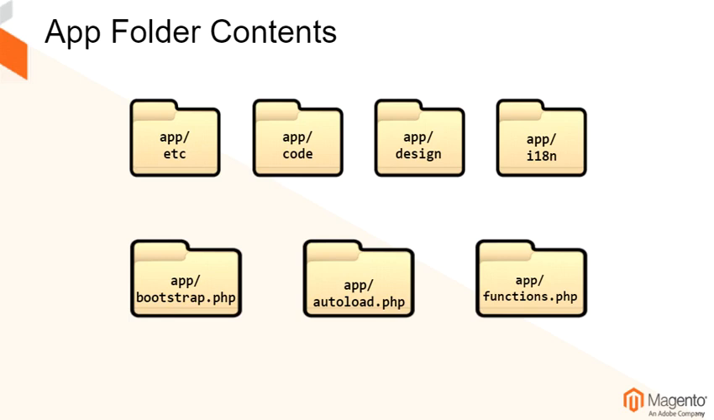Depicted here are the contents of an app folder. App etc includes global configuration, app code, custom modules, and in the case of cloning repo installation, core modules, app design, themes, app i18n, specific translation files. App bootstrap.php, app autoload.php, and app functions.php are 3 special PHP files that must be included at the very beginning of execution process.